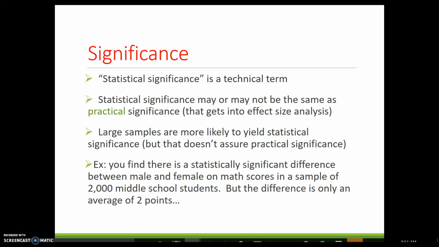For example, when I was in middle school, we saw differences between guys and girls on math scores. But let's just pretend that the difference is only 2 points. So there's only a 2% difference between guys and girls. It's unfortunate. I'm definitely going to work on my females with math scores, but I'm not going to change my entire teaching practice for 2 points.